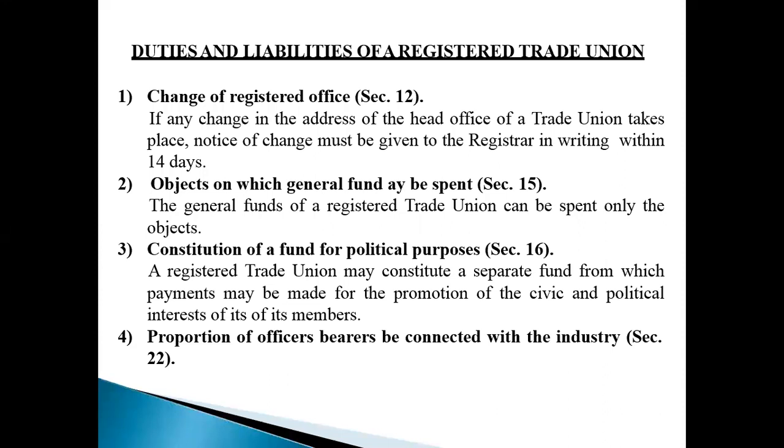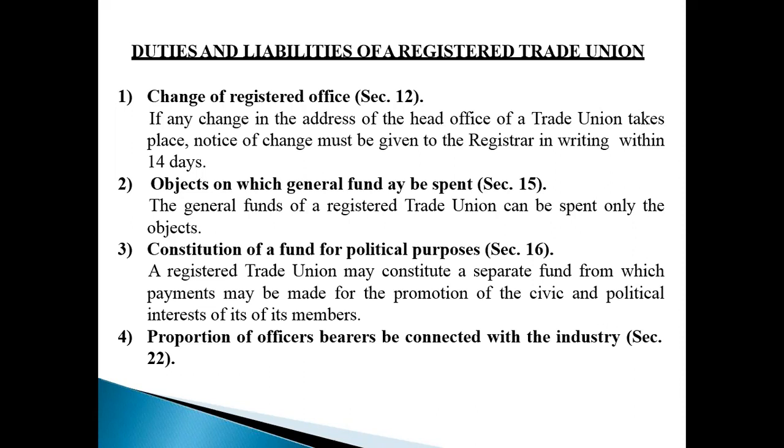Objects on which the general fund may be spent. Under section 15, the general fund of a registered trade union can be spent only on the specified objects. So what exactly it means is that whatever general funds are there in a particular trade union, they should be spent for a particular object that we already decided earlier under section 2, right? So that spending right will be there under section 15.